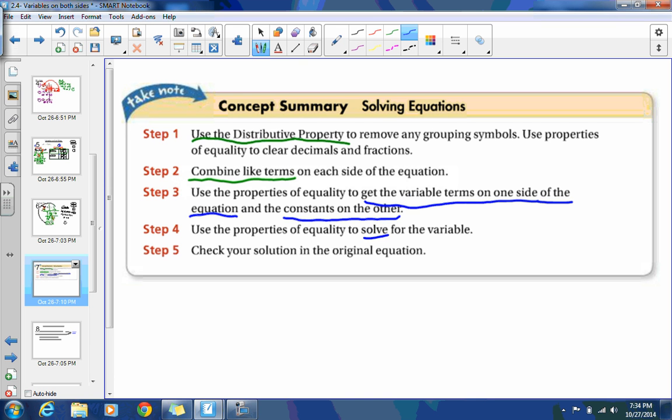So you know how to solve 1 or 2 step equations. Solving is step 4. And then lastly, please check your work. Check your solution. And you do that by plugging in the solution for the variable in the original equation and seeing if it works.